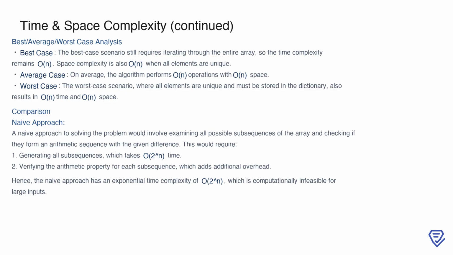Comparing this to a naive approach highlights the optimization. A naive solution would involve generating all possible subsequences of the array, which takes O(2^n) time. Verifying the arithmetic property for each subsequence adds further overhead, making the naive approach computationally infeasible for large inputs. This exponential complexity starkly contrasts with the efficient O(n) time and space complexity of the optimized solution.